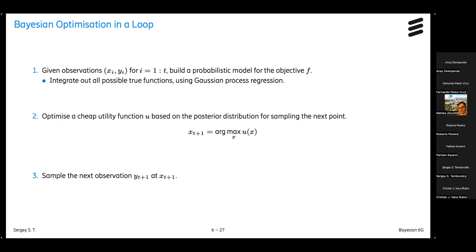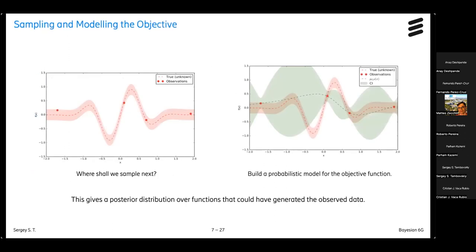The second key enabler of Bayesian optimization is to use a utility function to estimate and learn which point to sample next. And the process repeats itself. So it's better to demonstrate it visually. Let's say that we have a very simple objective function denoted as the red dashed curve. And then we have four random samples from this function. And where shall we sample next?